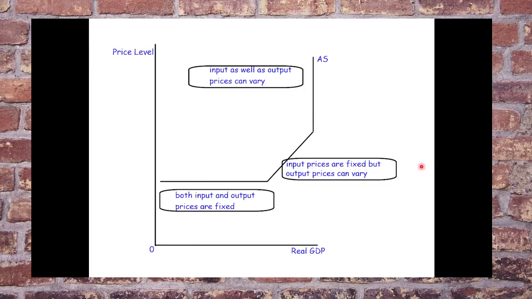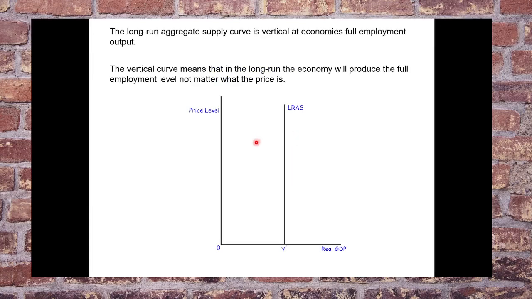We would have down here horizontal, immediate short run, then we would have short run, then we would have long run. All right? What you want to know here is we're going to focus on this upward sloping part for the rest of the course. All right? Long run is vertical at full employment.